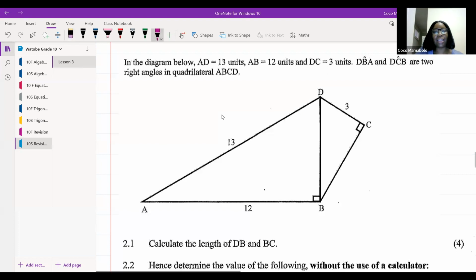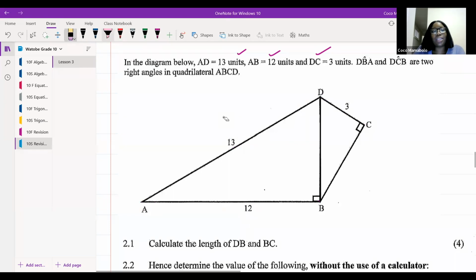So they say that in the diagram below, AD is equal to 13 units. Good, AD is 13 units. That one checks out. AB is 12, so AB is 12 units. That one checks out. DC is 3 units. That checks out.